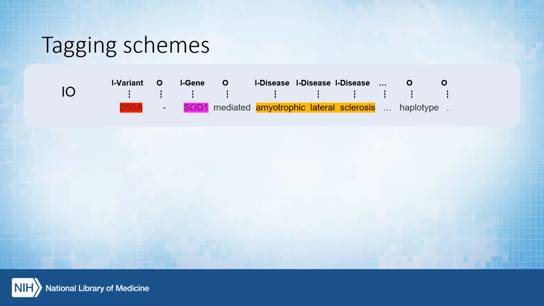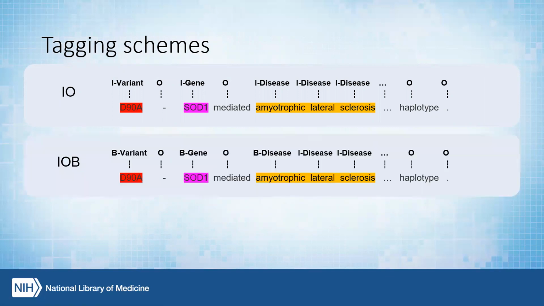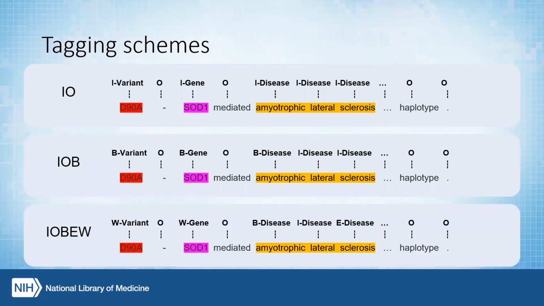The simplest tagging scheme uses the label O for tokens outside of an entity and an I, or inside, label for each entity type. The most common tagging scheme adds a B, or begin, label for the first token of each entity mention. More complex tagging schemes like IOBEW introduce E, or end, labels and W labels indicating single word mentions.